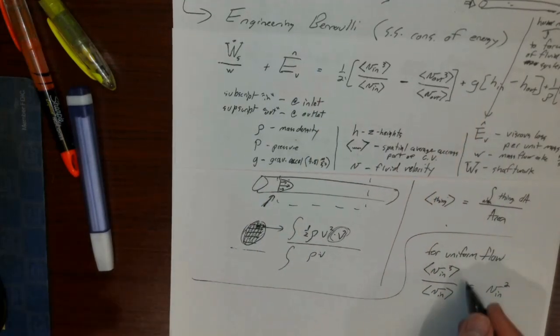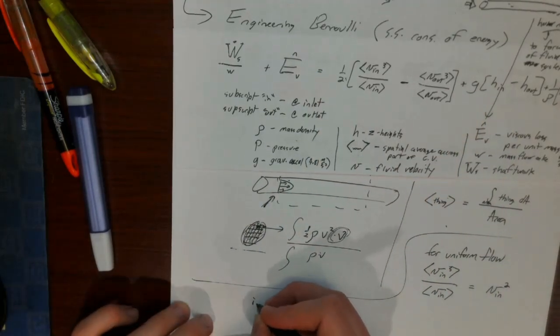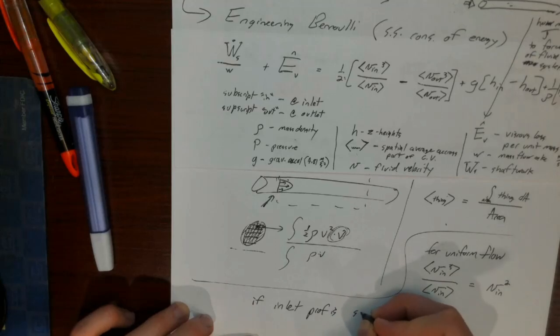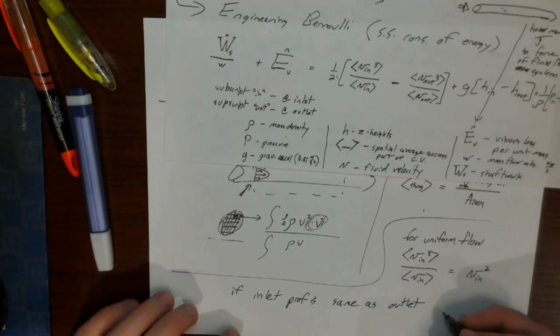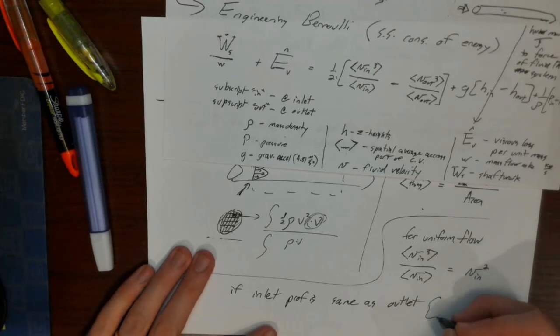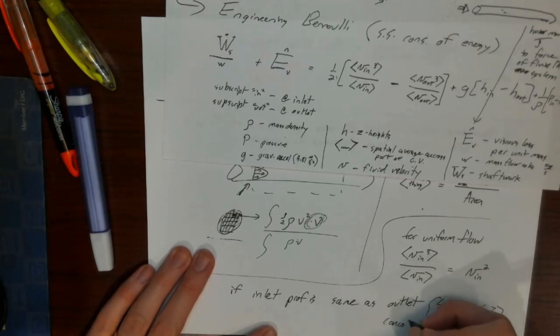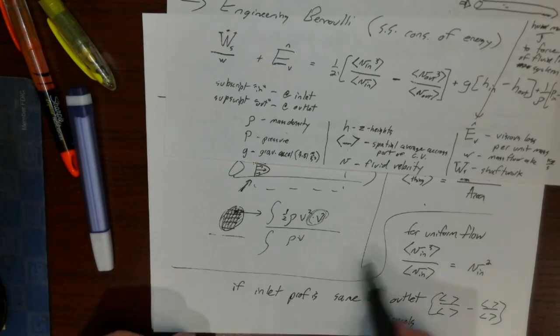So for uniform flow, if the inlet profile is the same as the outlet, this bracketed business cancels. So that's the key takeaway here.